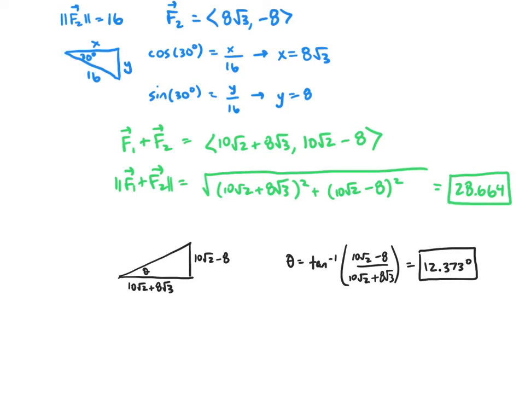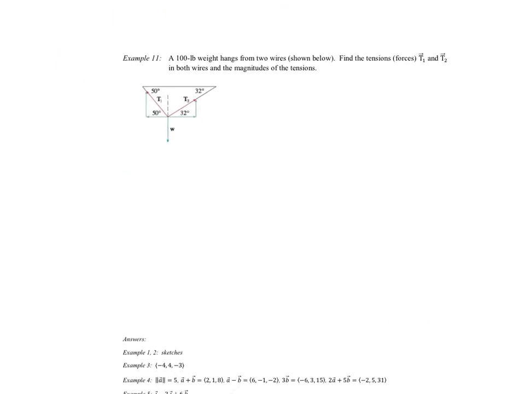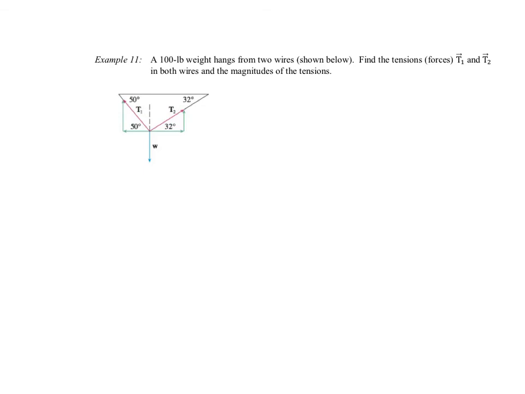Okay, we're going to move on to the very last page of section 9.2. Right here, we're going to tackle this problem about forces, and in this case, we have a 100-pound weight which hangs from two wires, and it's shown in this picture. And we're going to try to figure out the forces of T1 and T2, as well as the magnitudes. And so what we're going to do is start to set up in a similar way to that we did the last problem.